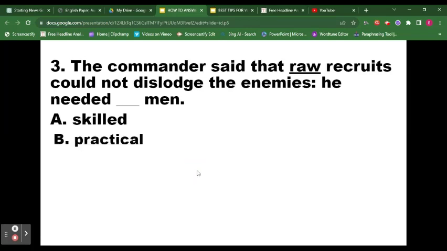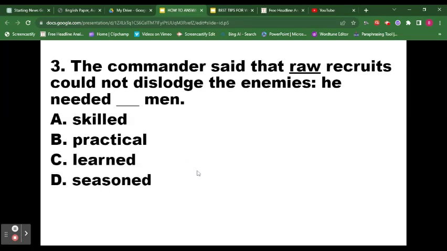A, skilled. B, practical. C, learned. D, seasoned. The answer is D, seasoned. Seasoned are people who are experienced, who know exactly how to do something, who have experienced how to do it practically over time.